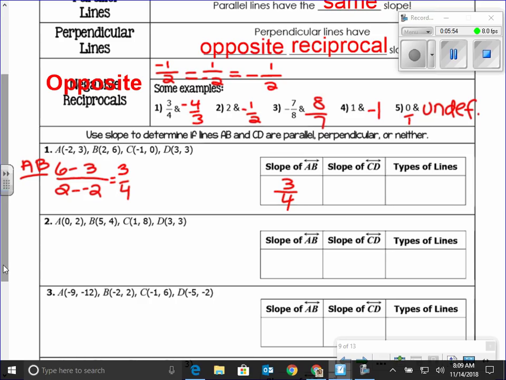Now let's find the slope of CD. We're going to do 3 minus 0 over 3 minus negative 1. So 3 minus 0 is 3, and 3 minus negative 1 is 4. So the slope of CD is 3/4. They're parallel because they both have the same slope of 3/4. So what type of lines are they? They're parallel. Remember, that's the symbol for parallel.